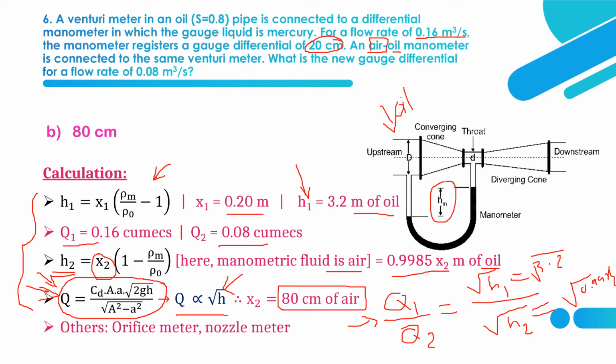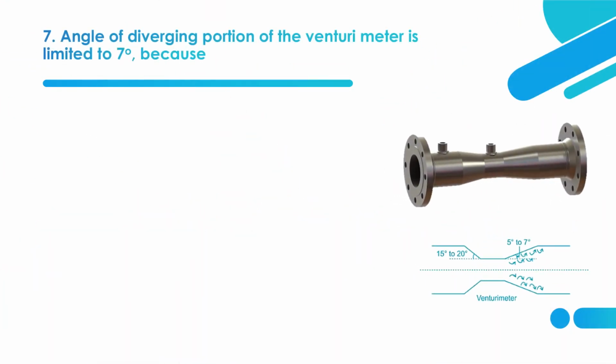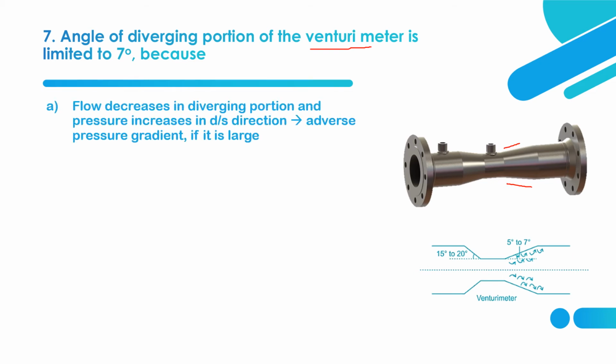So what are the other devices to measure discharge? Orificemeter and nozzle meter. Now let's move on to the seventh question. This is also a problem based on Venturimeter. The angle of the diverging portion is limited to 7 degree. So what is the reason?